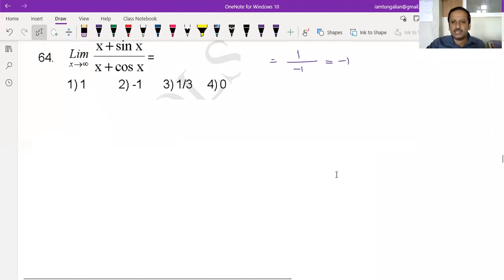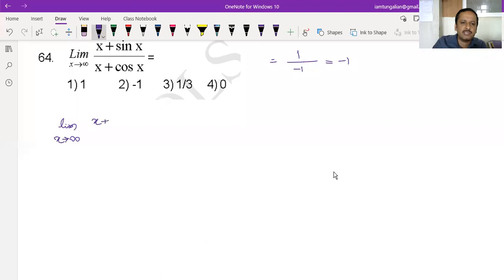Look at the next question, 64th. Limit x tends to infinity, (x plus sin x) divided by (x plus cos x). As it is, if I apply the limit, you are going to get infinity by infinity, which is an indeterminate form.